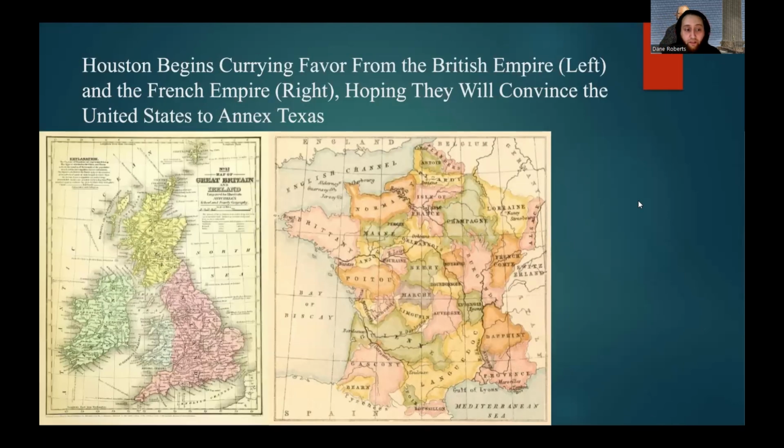And also, at the same time, following similar patterns to Lamar, Houston would begin making diplomatic overtures to foreign nations, such as the British Empire and the French Empire, specifically currying favor with them, hoping that they would convince the United States to annex Texas into the United States.